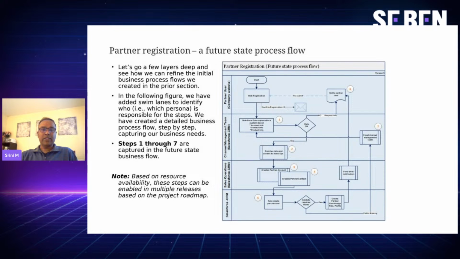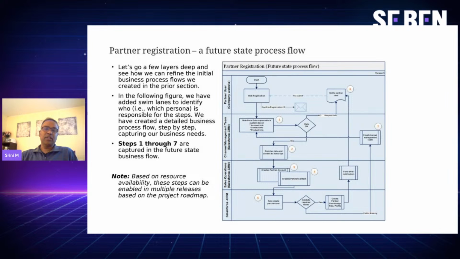Then it goes to the sales operations, and they're going to make sure that the partner account is properly created and a contact is created. They send it to a different team, the IAM team, Identity Access Management team. They're going to provision the users and send a communication. If there is any issue, then an email goes back to the channel team. So we have the personas here too. So this is called a swim lane diagram.